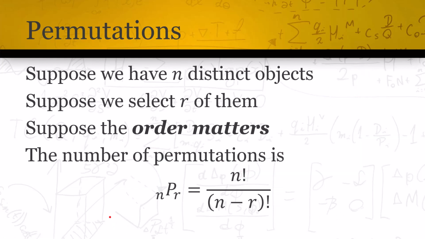And that brings us to our definition for permutations. Suppose we have N objects. Suppose we select R of them. Suppose that order matters, and the number of permutations is given by this particular formula. It is also defined by this symbol right here. Once again, it is nothing more than N factorial divided by N minus R factorial.